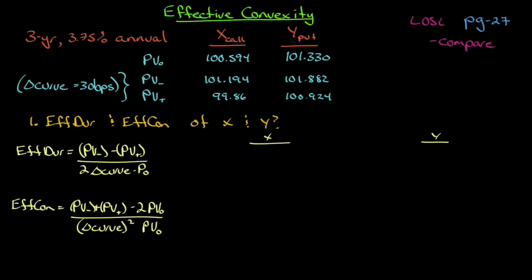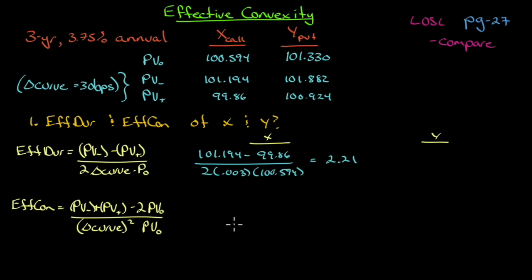So let's begin with bond X here. What do we have? 101.194 minus 99.86 over 2 times 0.003 times 100.594 will give us 2.21.